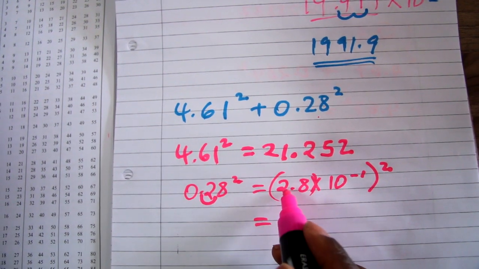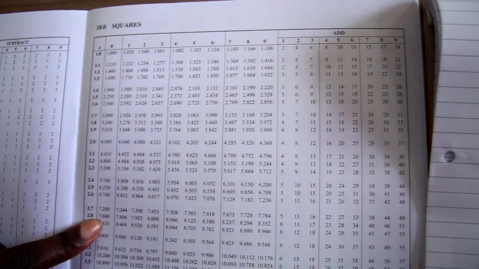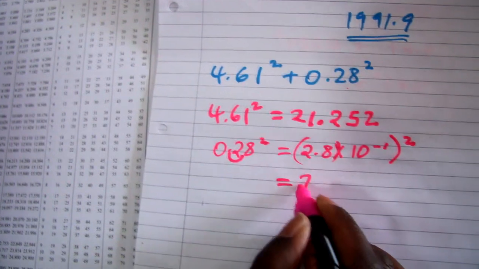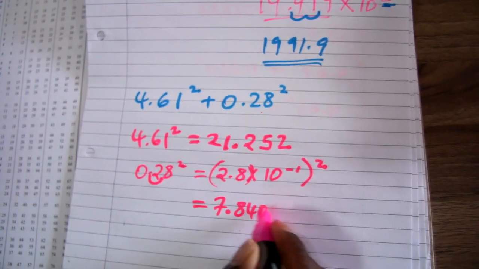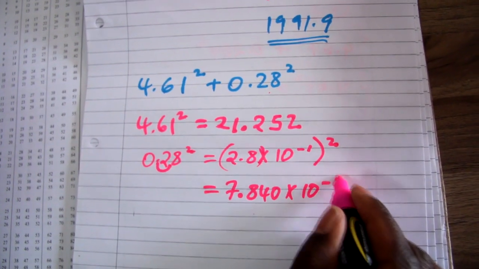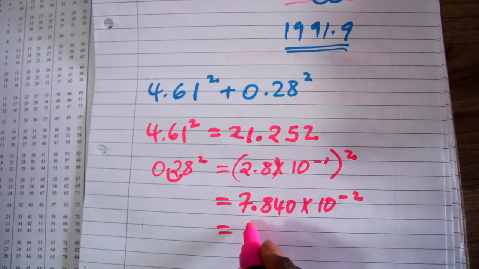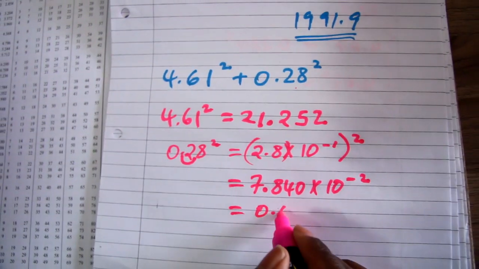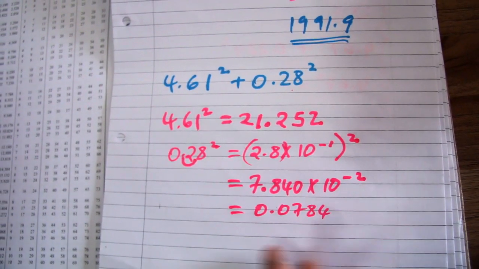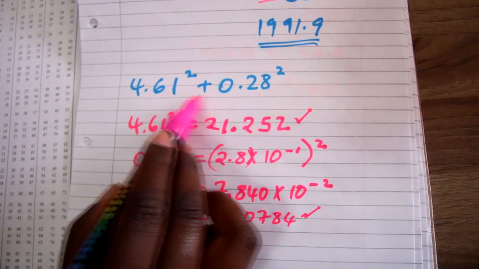So now we get the square of 2.8. So this is 2.8 along the x column, which reads 7.840. So the square will be 7.840 times 10 power negative 1 times 2, which is negative 2, meaning that we move the decimal point backwards twice to obtain the number. So this will be 0.0784.